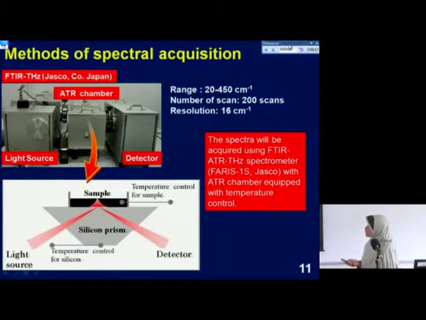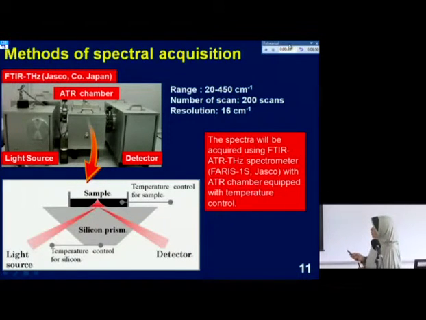This is the method of spectral acquisition. First, I put the sample on the surface of the silicon prism, and when the terahertz wave comes to the silicon prism, some of the light will reflect back into the sample and generate the evanescent wave. This evanescent wave will penetrate the sample with the penetration depth depending on the wavelength. And then the spectra of the sample containing the information will be detected by a detector.